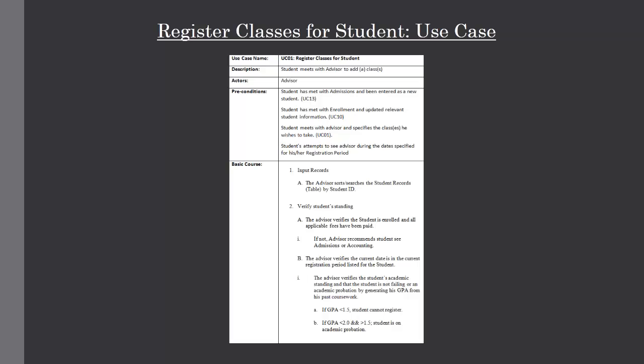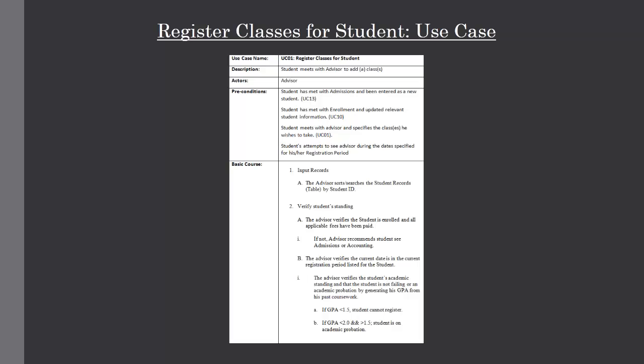The basic course includes a search of the student's records by the student's ID, verifying the admissions, that the student is enrolled, and that all fees have been paid at this time. If all fees have not been paid at this time, the student will be advised to go to the accounting department. The advisor will then verify the current date and the current registration period listed for this student.